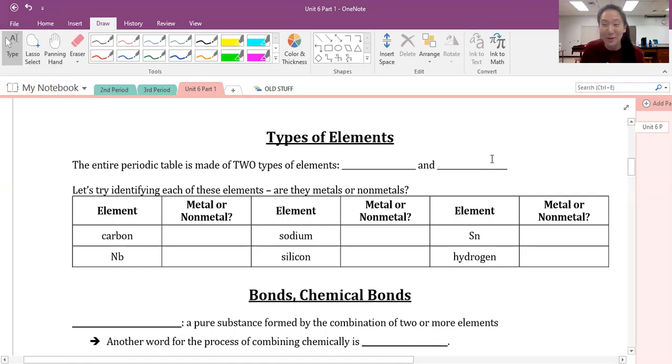All right, let's talk about Unit 6 bonding. There are many different types of chemical bonds that can be made, but first we need to talk about two types of elements to help us determine what kind of bond is going to be created. There are two different types: metals and nonmetals. The entire periodic table can be divided into these two parts.